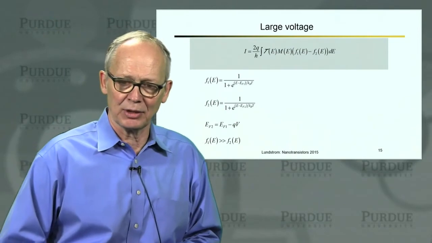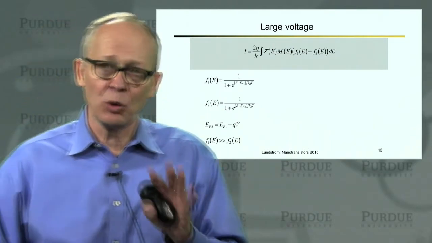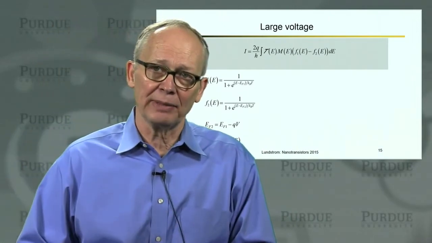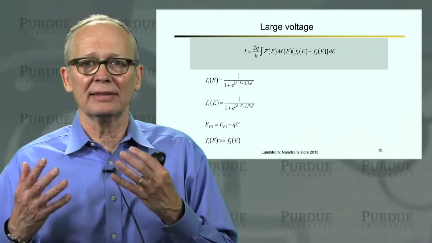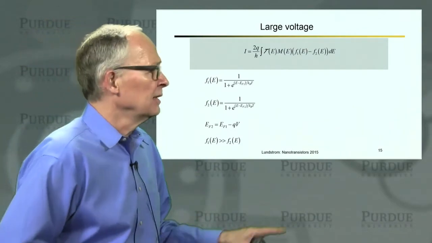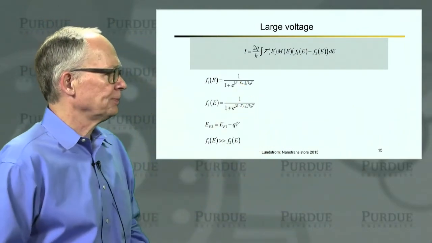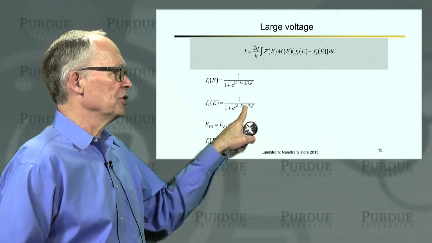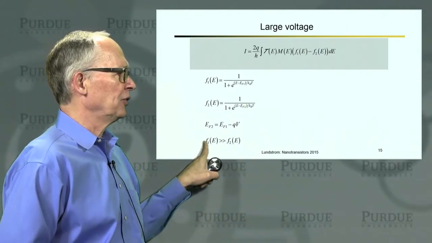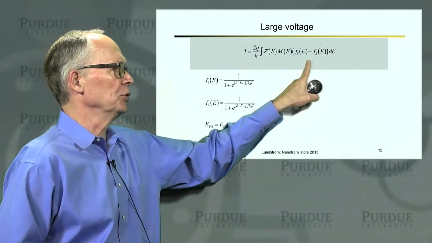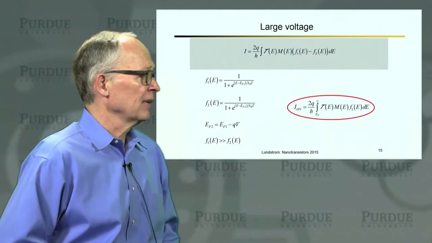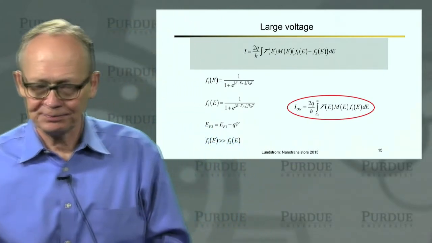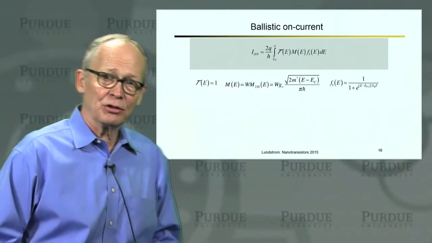Okay, there's one more thing I'd like to do in this lecture, and that's to consider the case of a large bias. This would be like the on-current of a MOSFET. So we have these two Fermi functions. If we apply a large voltage, we lower the Fermi energy in contact 2, and that means F1 is much bigger than F2. We can ignore F2, and our current simply is given by this integral. We just ignore F2. Well, again, that's an integral that we can do.